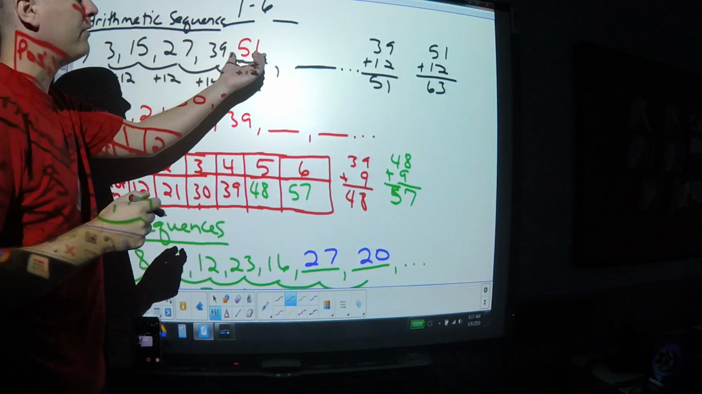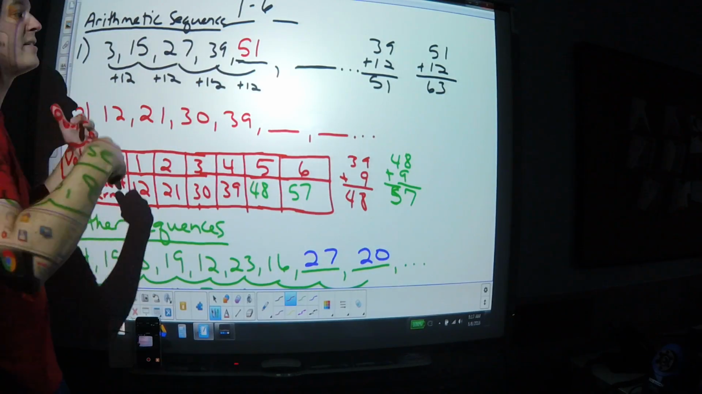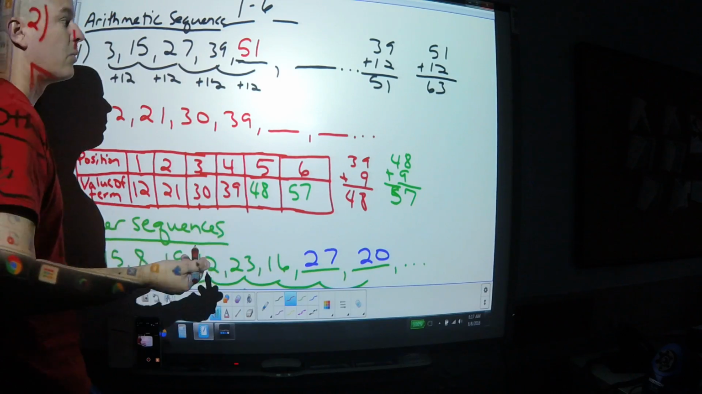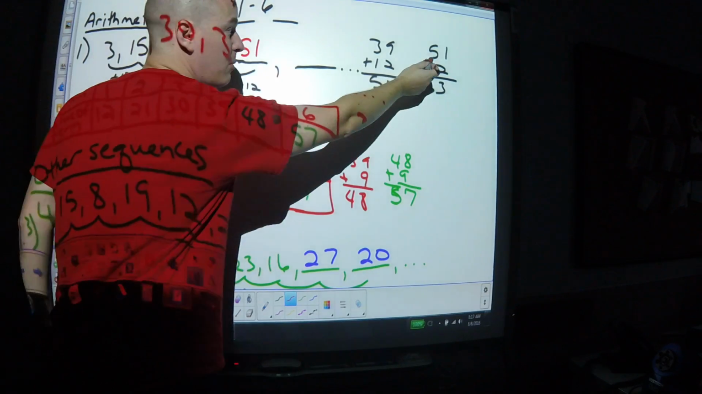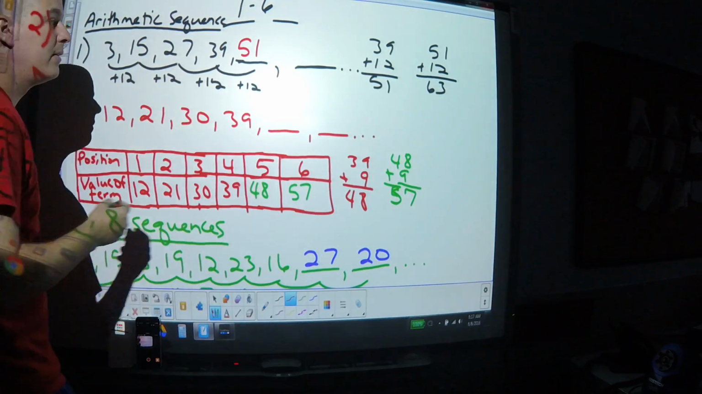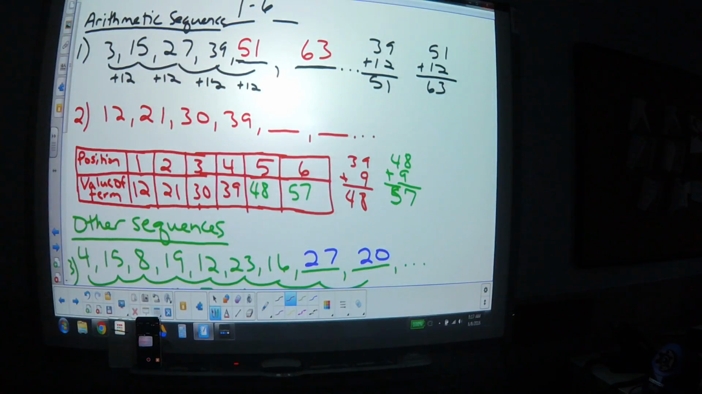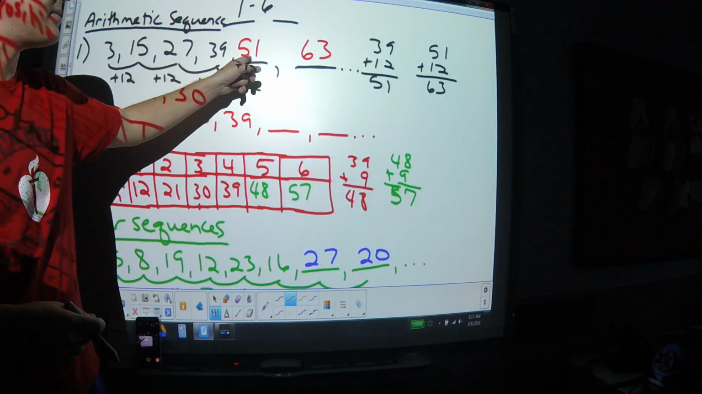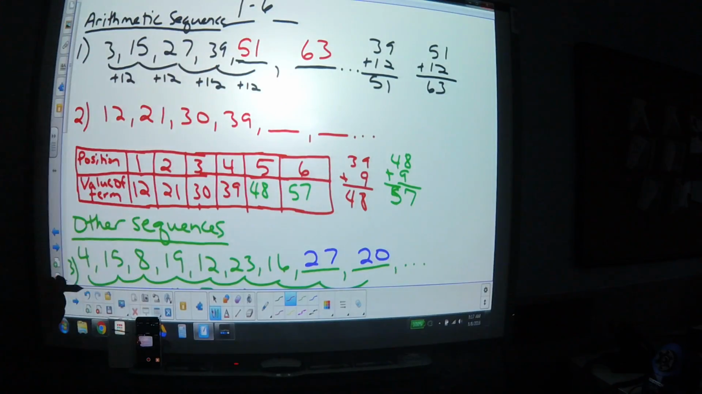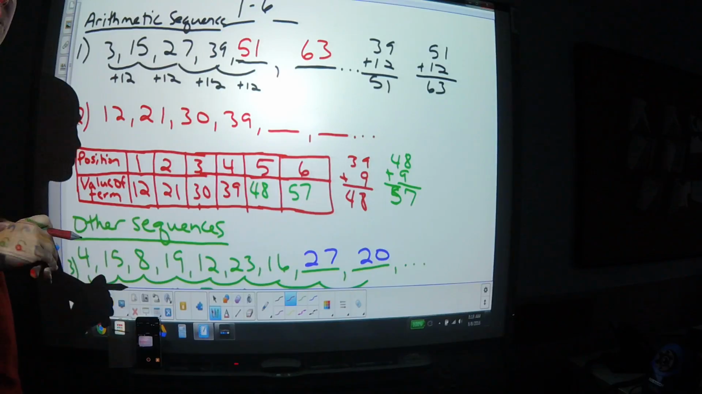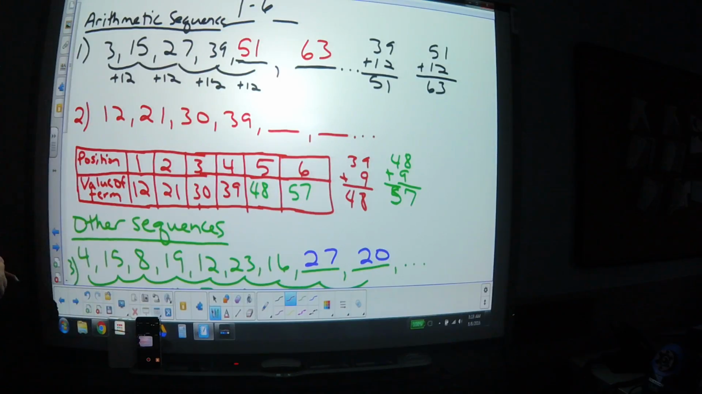So now that we found the fifth term's value, we need to find the sixth term's value. So we're going to take the fifth term, 51, plus 12. That is going to give us 63. So now we found the fifth term's value and the sixth term's value. We found the answer that we were looking for, which was the missing values.